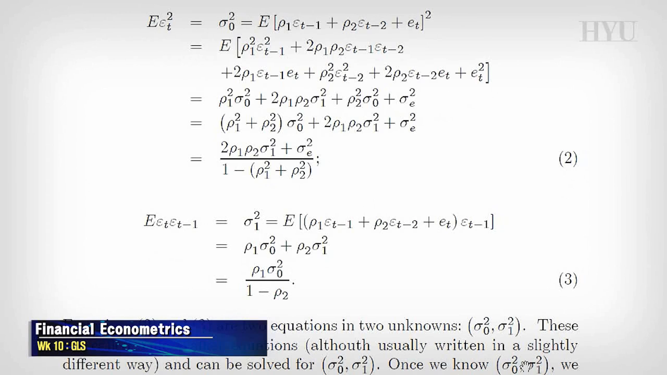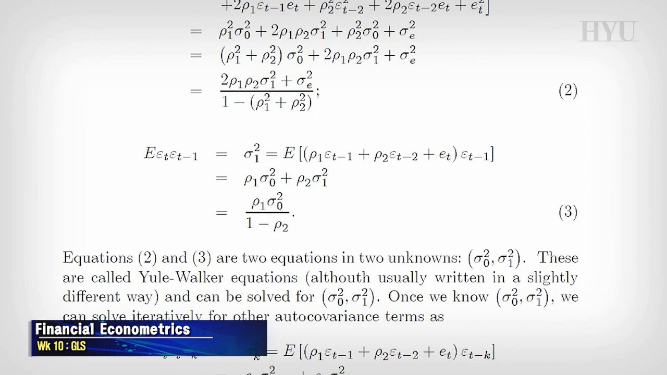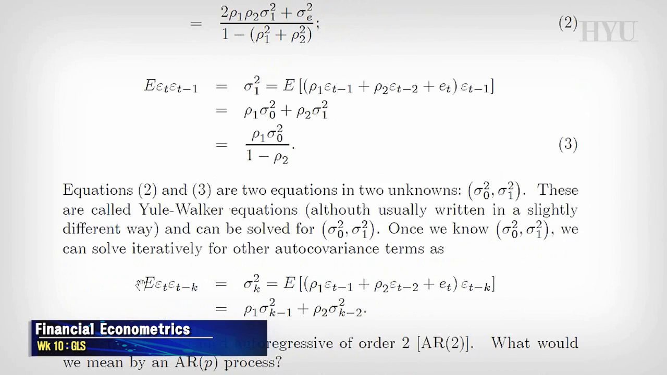Once we know sigma 0 square and sigma 1 square, we can solve iteratively for other autocovariance terms, such as epsilon t, epsilon t minus k; suppose it is sigma k square, then it looks like rho 1 sigma k minus 1 square plus rho 2 sigma k minus 2 square. Since we know sigma 0 and sigma 1, for values greater than 2 we can use these and solve iteratively. Anyway, this structure is called autoregressive of order 2.